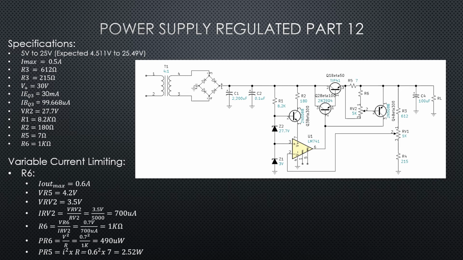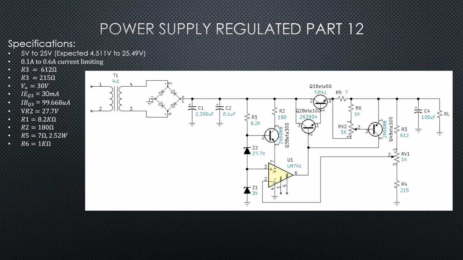To calculate the power for R6, we're going to do V squared divided by R. We know the voltage is 0.7 volts. Square that, divided by the 1K ohm, and that gives us 490 microwatts. Not much power for that guy. For PR5, though, that's another story. Let's use I squared R. We use our max current of 0.6 amps squared times our 7 ohms. That gives us 2.52 watts for R5.